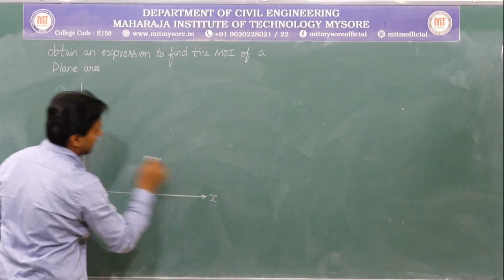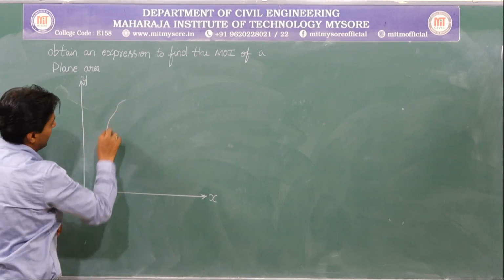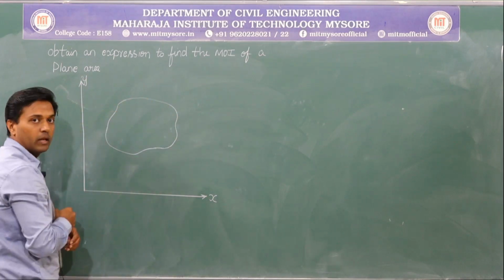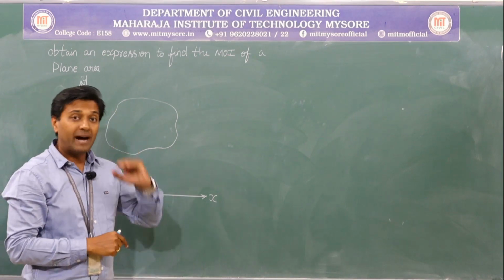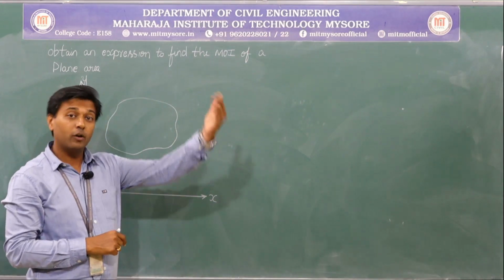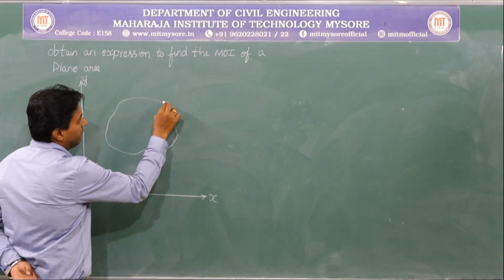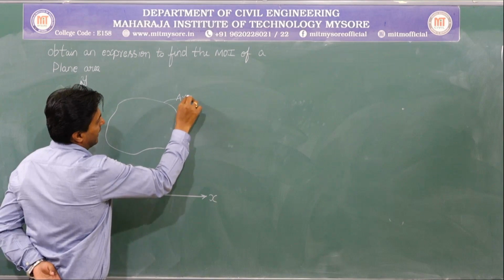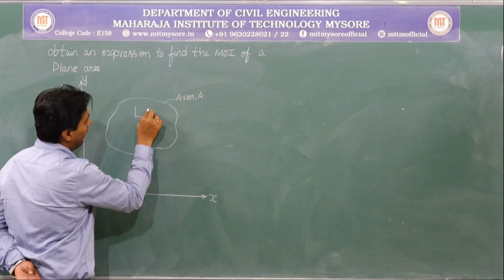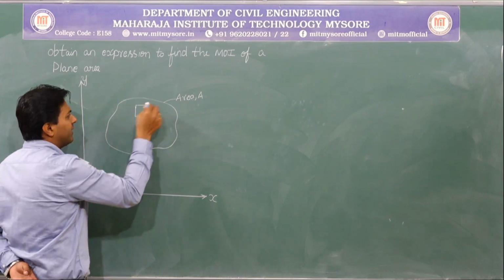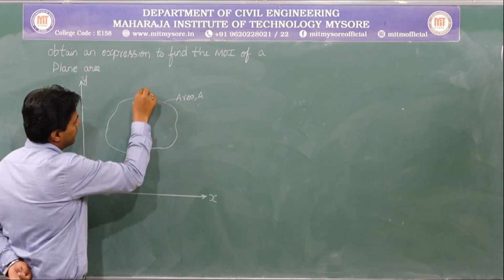So let me consider this as the x-axis and this as the y-axis, and let me consider a plane area. Okay. So to obtain the derivation, I will be using a concept that is part to the whole. I am not dealing with the whole to the part, I am dealing with the part to the whole. So I will be calling the area of this particular diagram area A, whereas I will be considering an elemental strip, our elemental area, and I will be calling the area of that elemental area as dA.